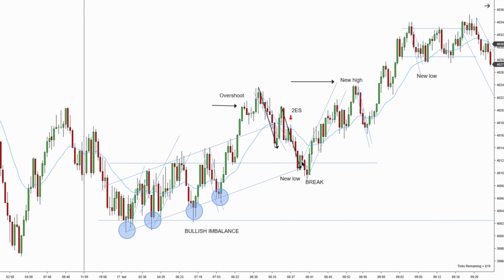So you have a larger two-legged pullback, break of this uptrend, and a strong push above EMA. And notice another major swing low that is higher than the previous one. And this was a trend range, this was the resistance, this was the support. We broke, came back, and tested the key level.